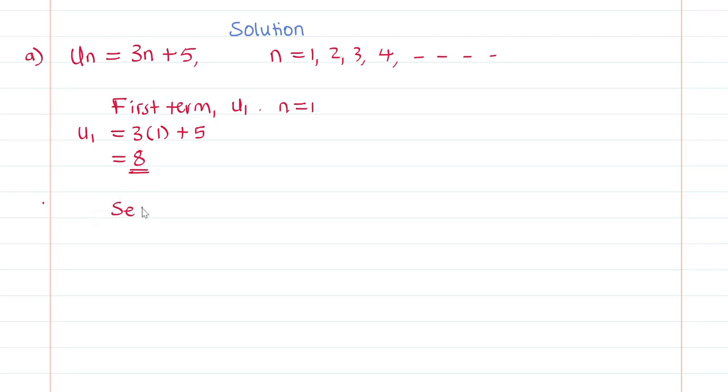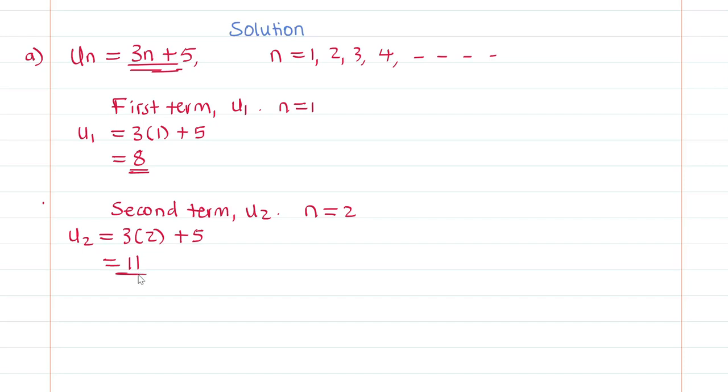And for the second term, we substitute for n as 2. Second term is u2. And for the second term, our n should be 2. And therefore, u2 becomes, we follow the same formula here. What is our formula? It is 3 times n. Our n is 2. And then plus 5. 3 times 2, we get 6. 6 plus 5, it is 11. And therefore, our second term is 11.